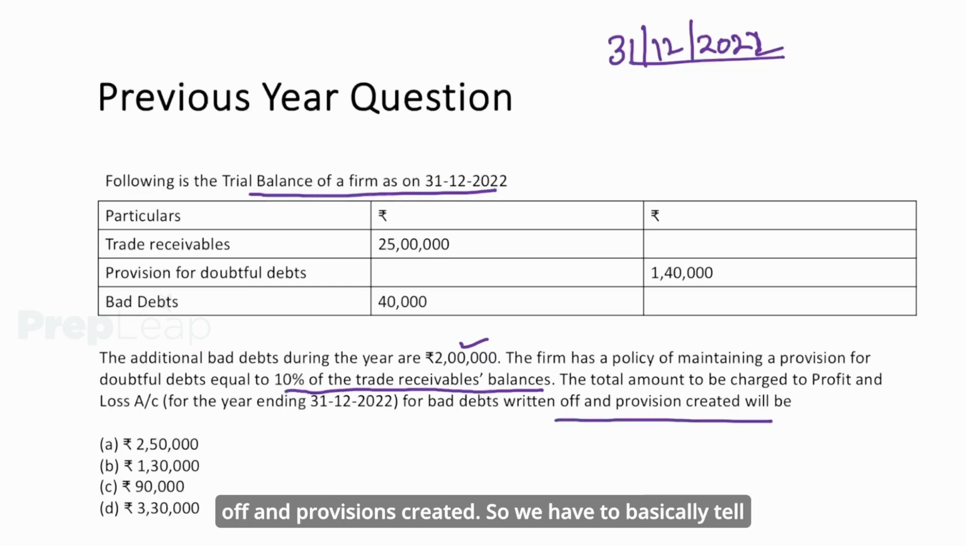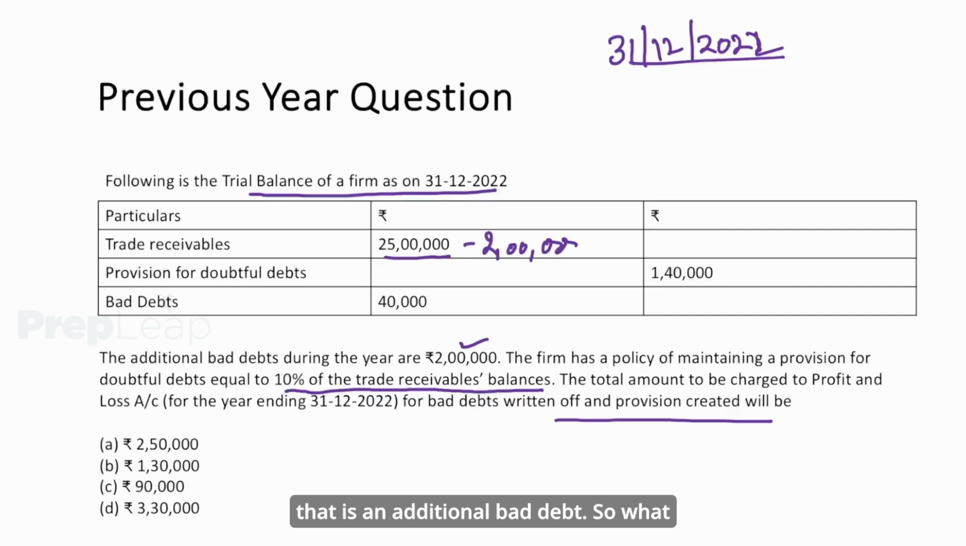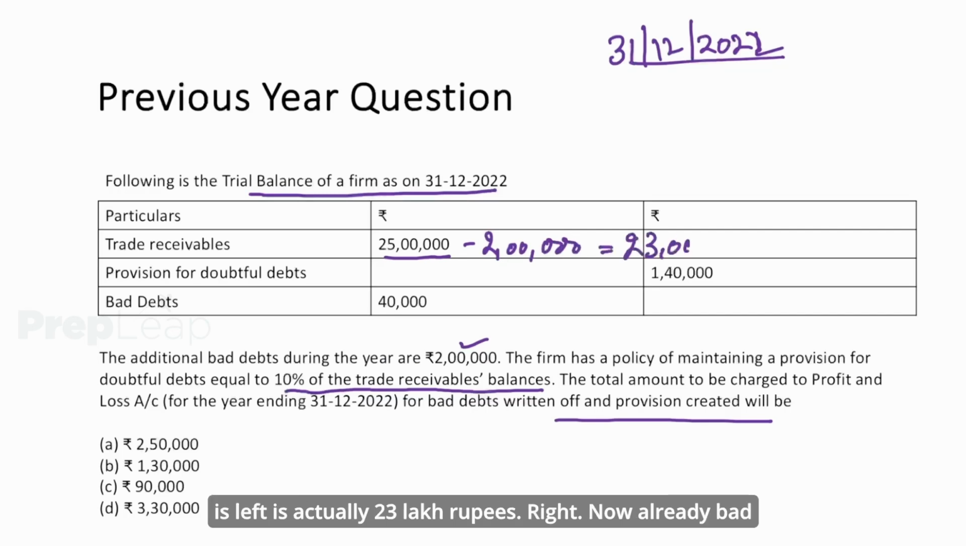So we have to basically tell them what is the total amount to be charged to the profit and loss account, what is to be shifted to the profit and loss account for bad debts written off and provisions payable. So basically we have a trade receivable of 25 lakh rupees, right? Out of this 25 lakh rupees, this is the money which is to be received. But we think that 2 lakh rupees may not come. So that is an additional bad debt. So what is left is actually 23 lakh rupees, right?